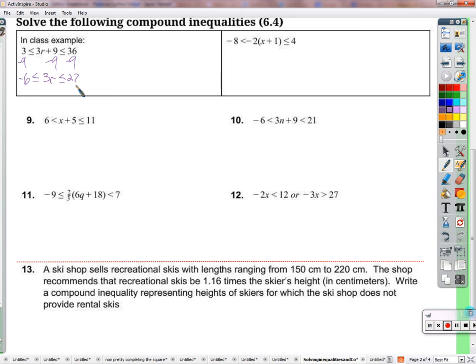What if we had just 3r is less than or equal to 27? Divide by 3. What if we just had -6 is less than or equal to 3r? Divide by 3 on both sides in both of these inequalities. So -6 divided by 3 is -2, less than or equal to r, less than or equal to 9. If this expression is going to be between 3 and 36, then r itself needs to be between negative 2 and 9.